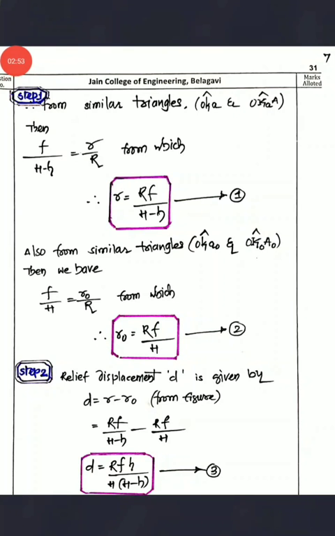Now in step 1, from similar triangles OKA and O capital K and A, with these two similar triangles, what I am having is F divided by H minus h equals small r divided by capital R. Now if these conditions are there, then R is equal to rH divided by F... R is equal to RF divided by H minus h. This is your equation 1. Now how I have got these things, I'll show you in the figure.